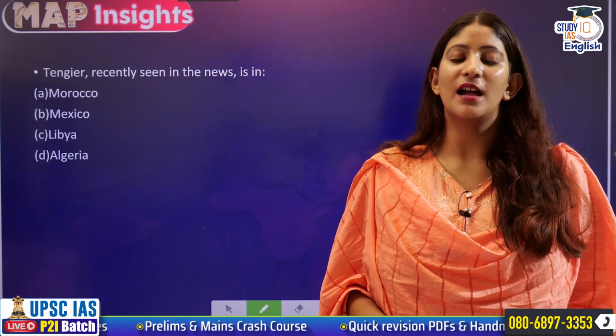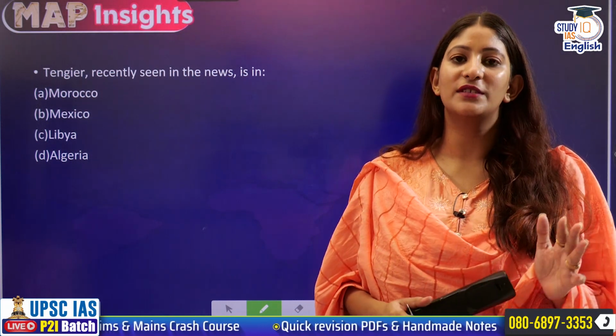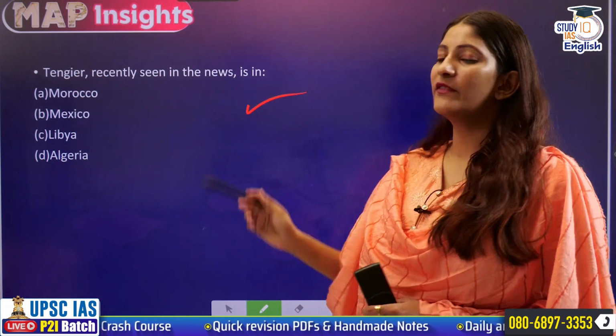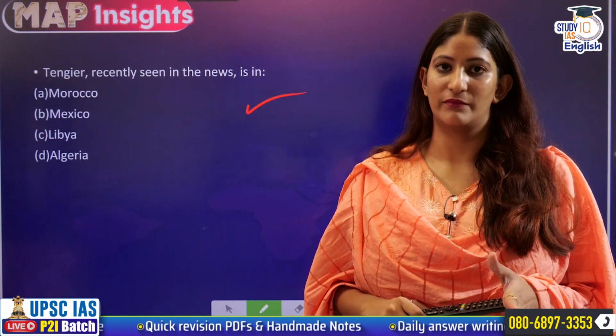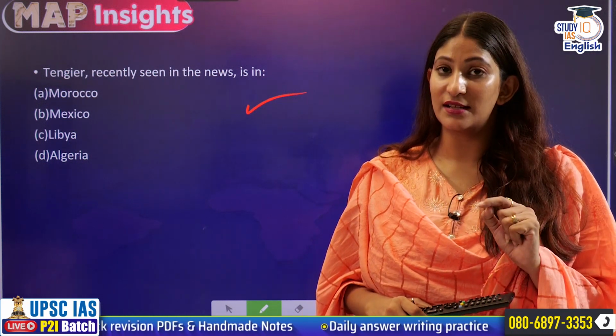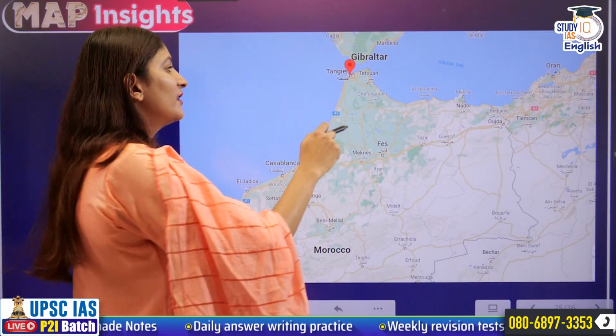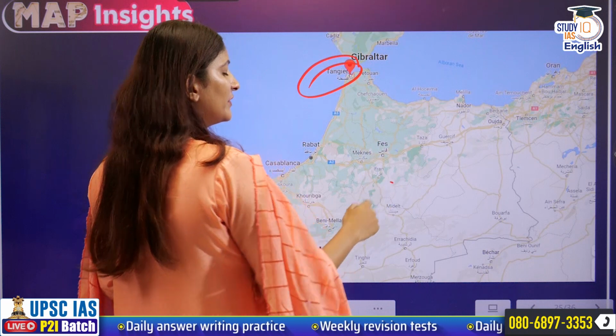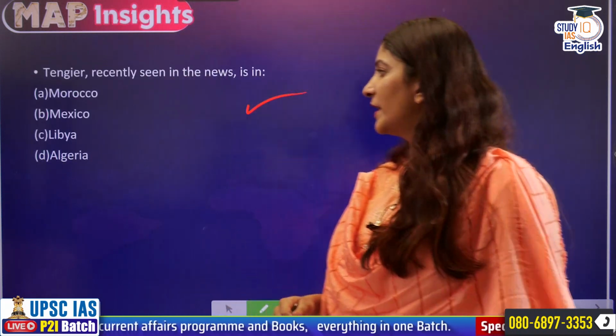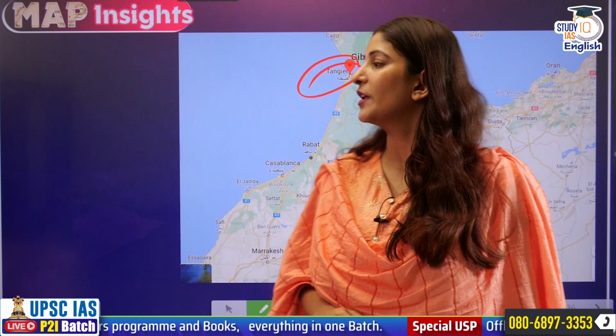Next, recently a village in Morocco has been completely wiped off because of an earthquake. I'm talking about the earthquake that has occurred in recent times, so this question could also be asked. Tangier here lies in Morocco, and because of the faulting in the Atlas Mountains, we have witnessed one of the most severe earthquakes, of 6.8 magnitude. So the correct answer to this question will be option A, Morocco.